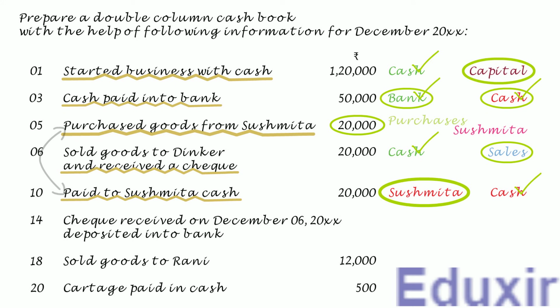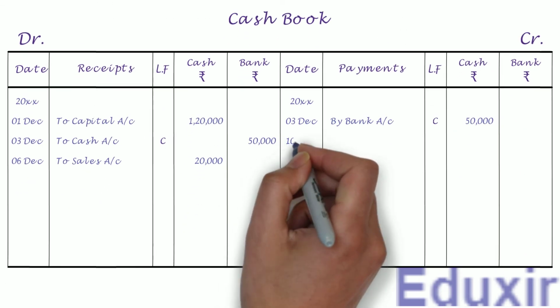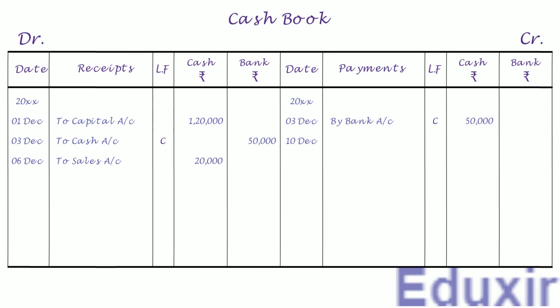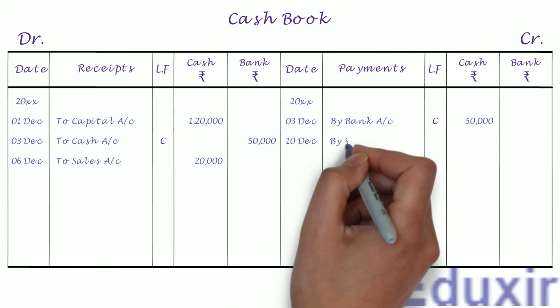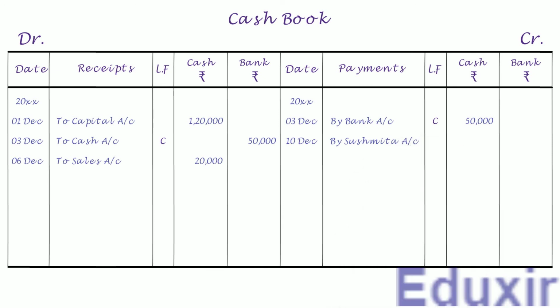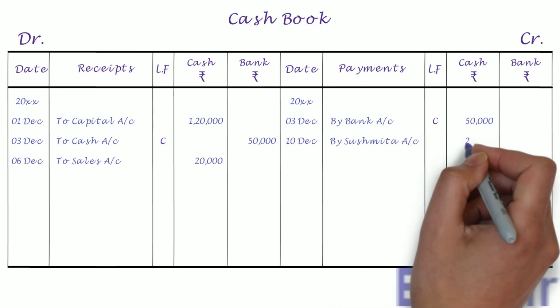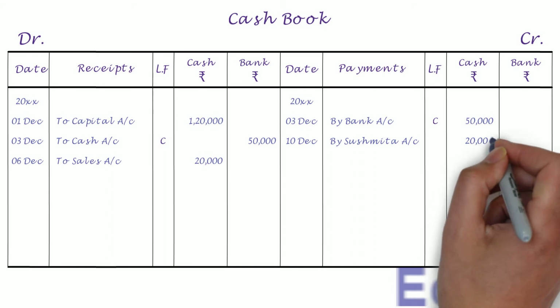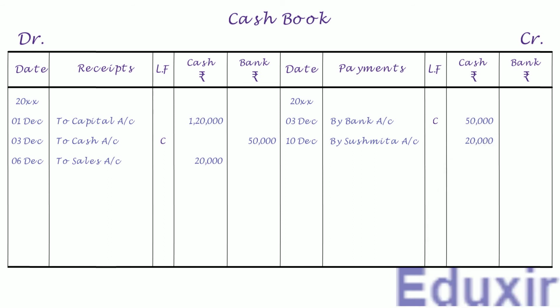With this analysis at our disposal, let us proceed with the posting of this transaction on the credit or payment side of the cash book. Let us first record the date. Let us then record Sushmita account in the payments column. Let us then record the credit amount of 20,000 rupees in the cash column. With that, we have completed the posting of this transaction into the cash book. Let us now take up the next transaction.